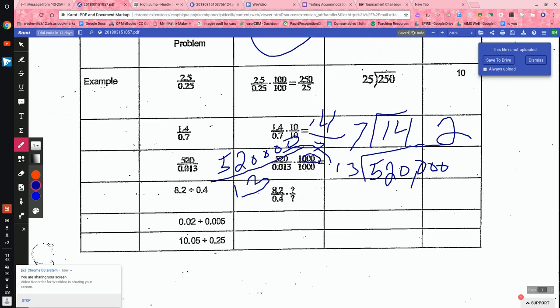So you got to do the math. I'll leave that for you. Again, 13 into 52, and then you just pretty much have all your zeros.